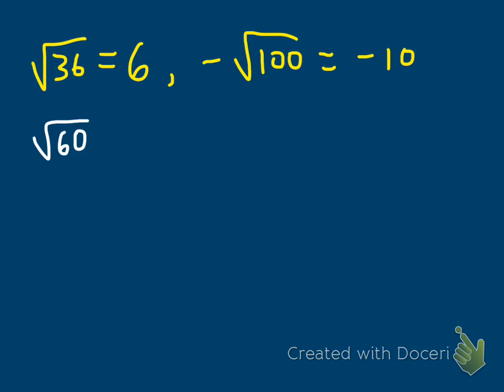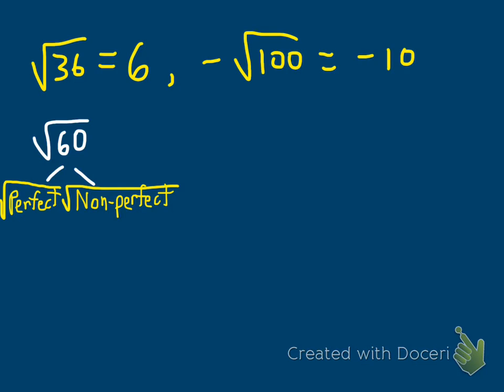What happens though when the number that we were trying to find the square root of is not a perfect square, for example the square root of 60? What we need to do in this situation is to break up the number into a product of two other numbers. One of them is the square root of a perfect square, and the other one is the square root of a non-perfect square. So if you check that list that you wrote down in your notes, we want the largest factor of 60 that's a perfect square.